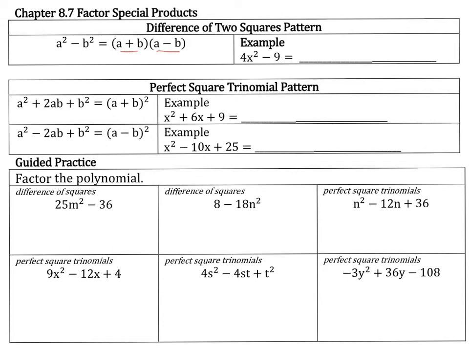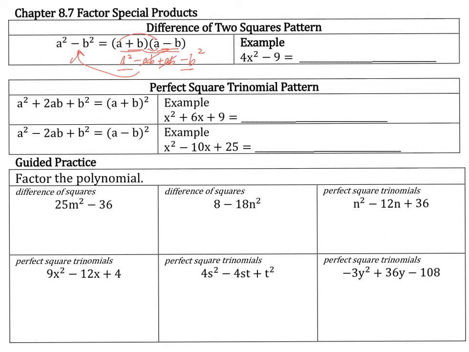If we use the FOIL method, we can check. A times a makes a squared. A times negative b makes minus ab. Positive b times positive a makes positive ab. And positive b times negative b makes negative b squared. So I can cancel out the middle, so I get a squared minus b squared, which is what we have here.